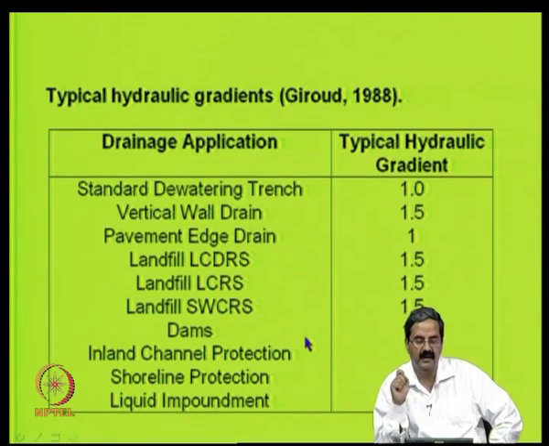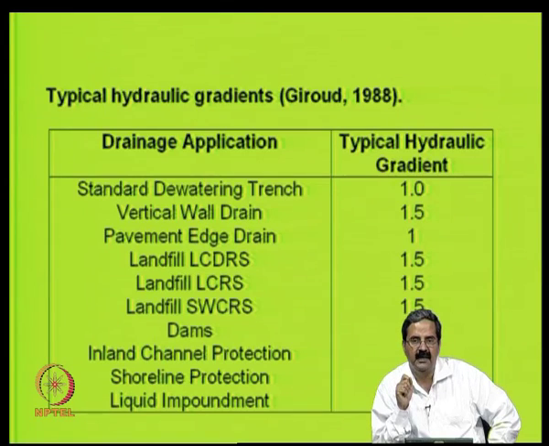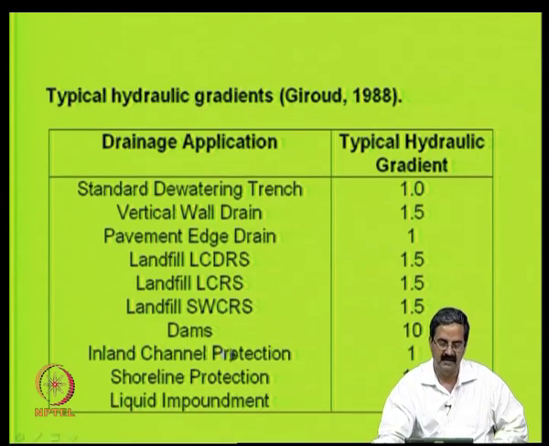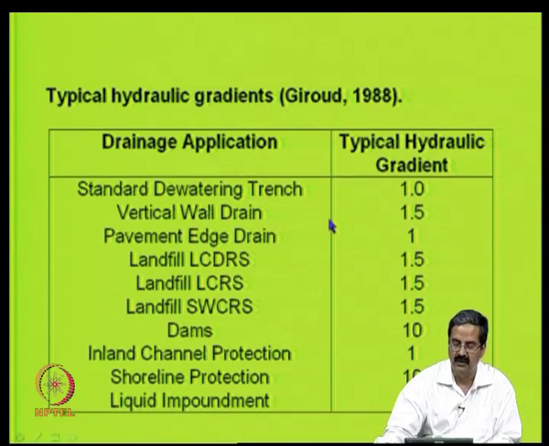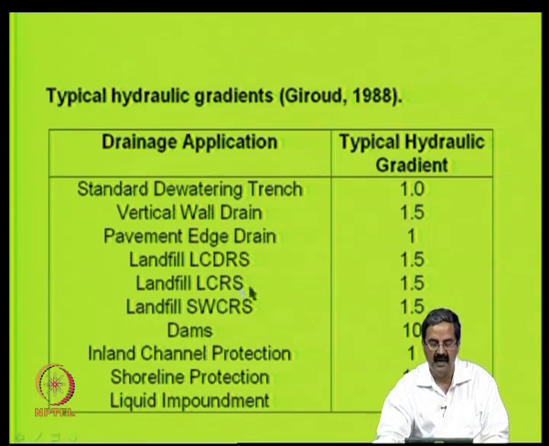He also identified the hydraulic gradients, because the hydraulic gradient in each application is different, and one should use gradients properly. Otherwise, you can't assume the same type of hydraulic gradient everywhere. The behavior in the case of a dam could be different, and in the case of a small trench it could be different. So, he identified typical hydraulic gradients. For example, a standard dewatering trench is about 1, a vertical wall drain about 1.5, a pavement drain 1, landfills about 1.5, dams 10, and liquid impoundments 10.